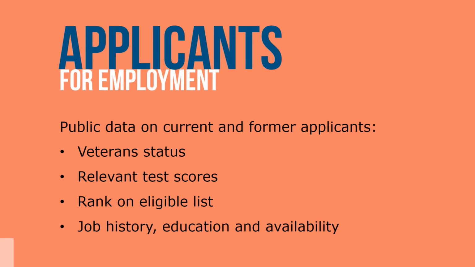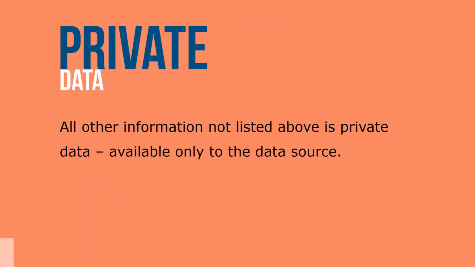With respect to current and former applicants for employment, the following information is public: veteran status, relevant test scores, rank on an eligible list, job history, education training, and work availability. Note that the names of applicants are private data until they're placed on the eligible list eligible for appointment to fill a vacancy. All other information not listed above is private data, available only to the data source. Agency employees with a need to know the information based on job responsibilities are authorized to see the data.